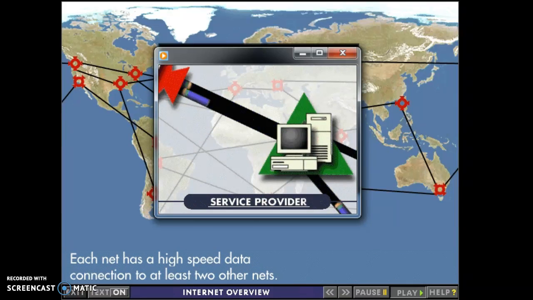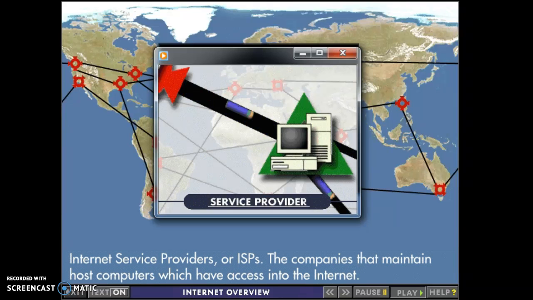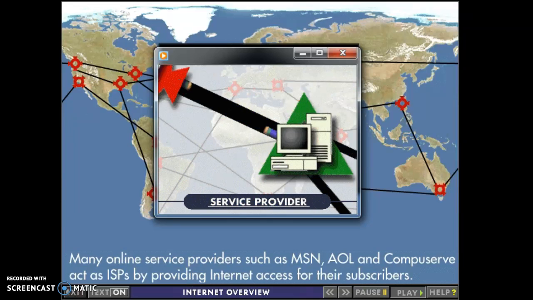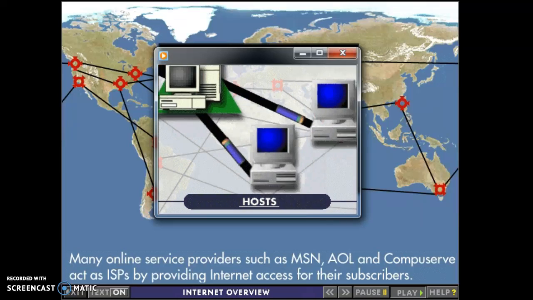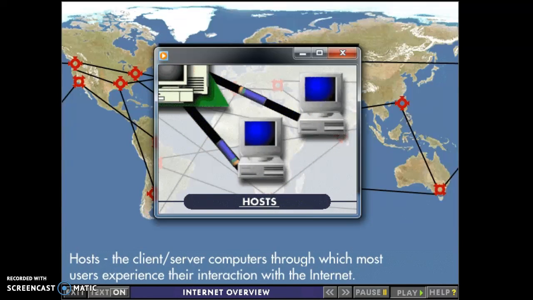Internet Service Providers, or ISPs. The companies that maintain host computers which have access into the Internet. Many online service providers, such as MSN, AOL, and CompuServe, act as ISPs by providing Internet access for their subscribers. Hosts, the client-server computers through which most users experience their interaction with the Internet.